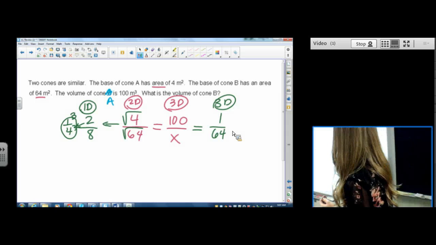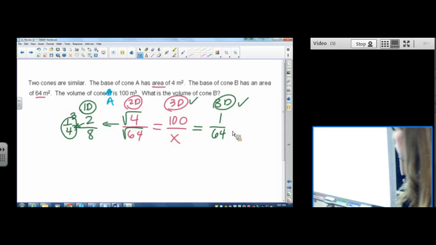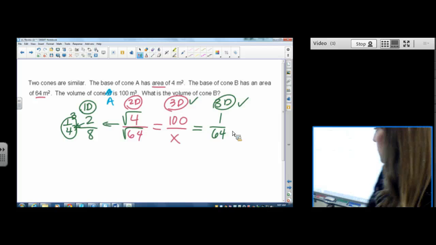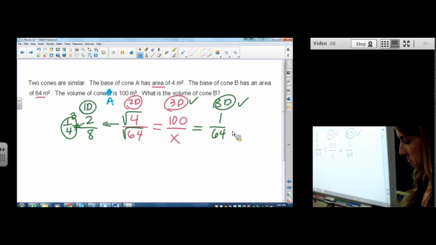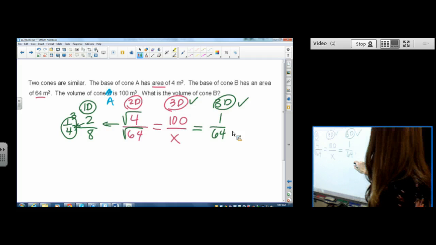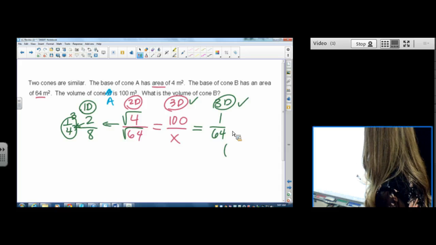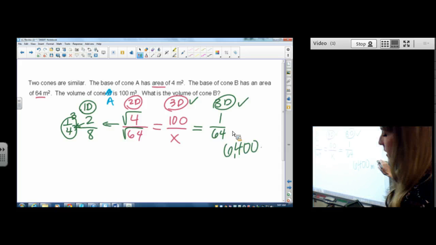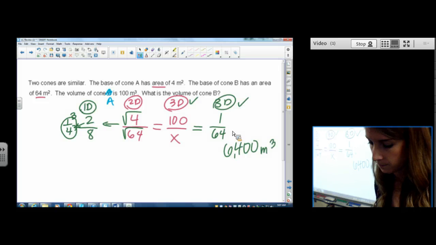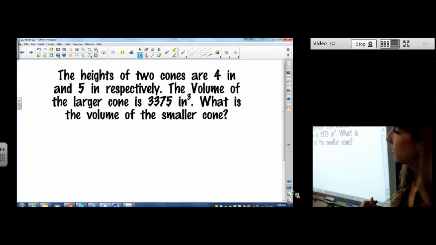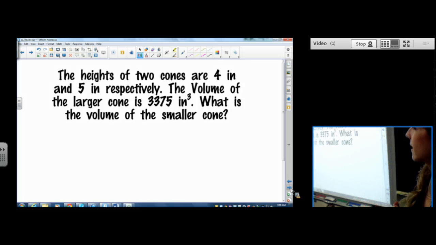This column is 3D, this column is 3D, so now we can cross multiply. And when you divide by 1, you're just going to get that same answer. So 6,400 cubic meters. We're doing a lot of these, if you can tell.